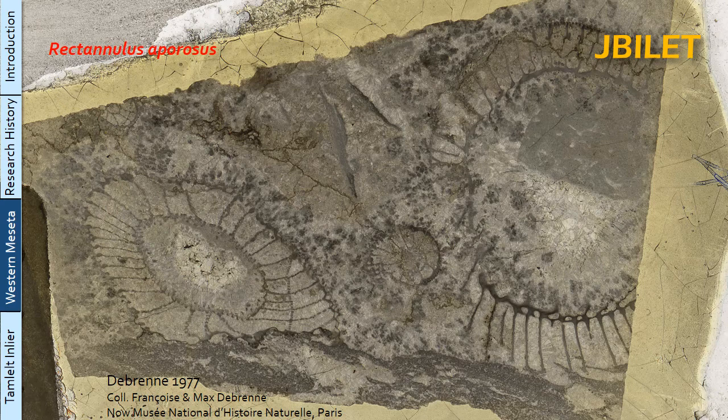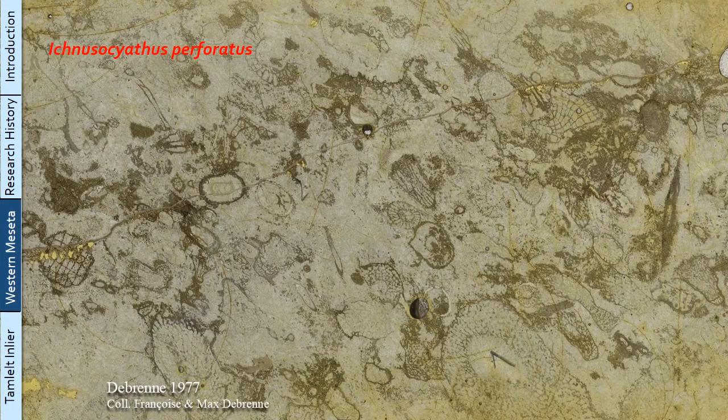The archaeocyaths were recollected in the 1970s by Françoise Debrenne with the help of her husband, the non-paleontologist Max Debrenne. Françoise Debrenne published a tremendously detailed paper on them in 1977, and I'm showing here a photograph of two of the endemic species in thin section. This here is Rectanulus aporosus, and this is a larger section with several specimens, mostly of Ichthyosaurus perforatus, also an endemic species. It provides a nice impression of the relatively high diversity in this archaeocyath reef at Jebel Hout.